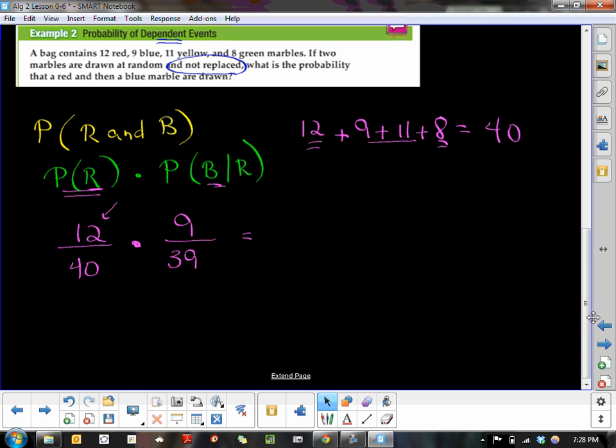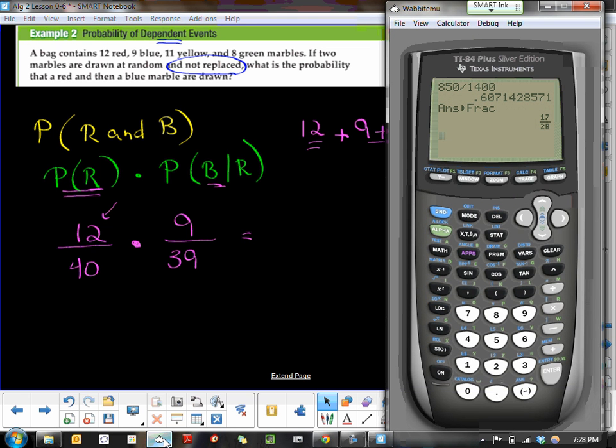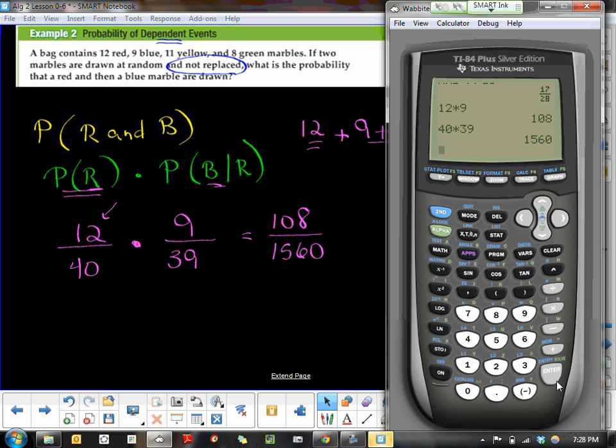So what we can do is multiply these out and reduce them. I'm going to use the calculator just to speed that process up. We're going to take our 12 times 9, that's 108. We have 40 times 39. So we have 108 out of 1,560. To speed that up, we can take 108 divided by 1,560, and then we can change that back into fractions. Since we have the tool, we can use it to turn that back into lowest terms, and we have 9 out of 130.